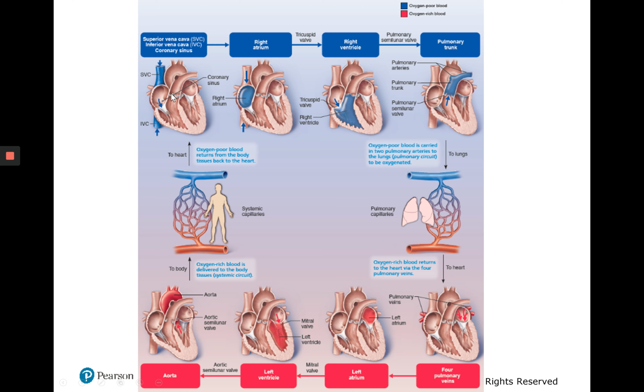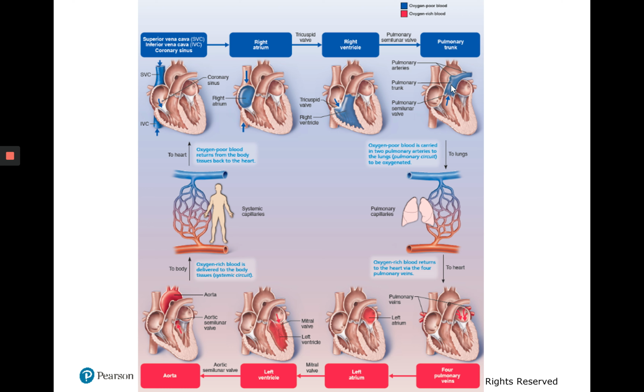So let's look at this occurring. In this image, superior vena cava, inferior vena cava, and coronary sinus empty blood into the right atrium. It then flows into the right ventricle past the tricuspid valve. From the right ventricle, it then flows past the pulmonary semilunar valve into a major artery. The major artery that blood exits the heart on the right side through is the pulmonary trunk, but you can also just say pulmonary arteries because the pulmonary trunk does split into the left and right pulmonary arteries.